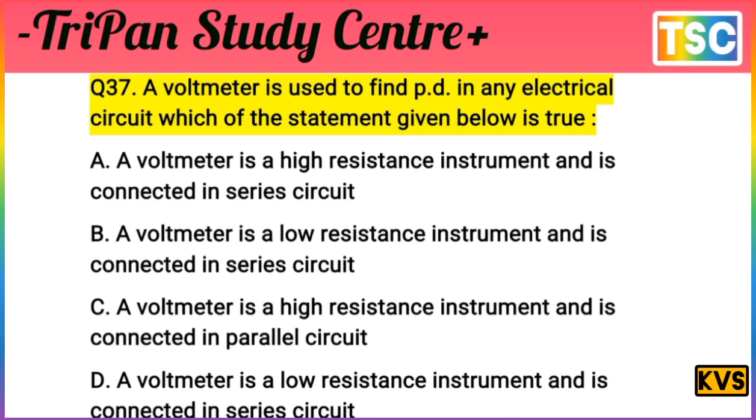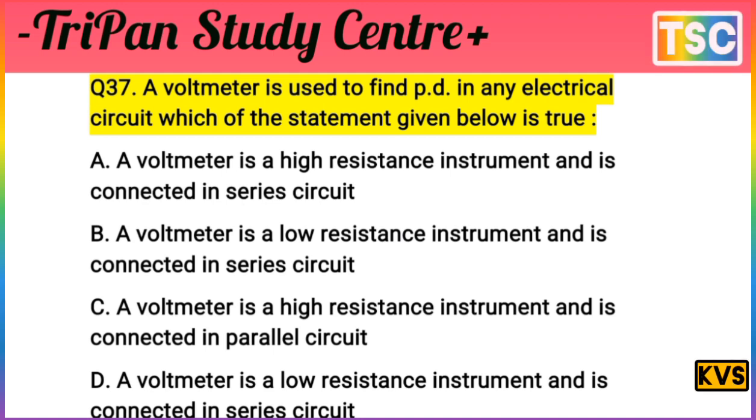Option A says a voltmeter is a high resistance instrument and is connected in a series circuit. That answer is not correct here. Option B says a voltmeter is a low resistance instrument and is connected in a series circuit. It means B is a wrong statement.